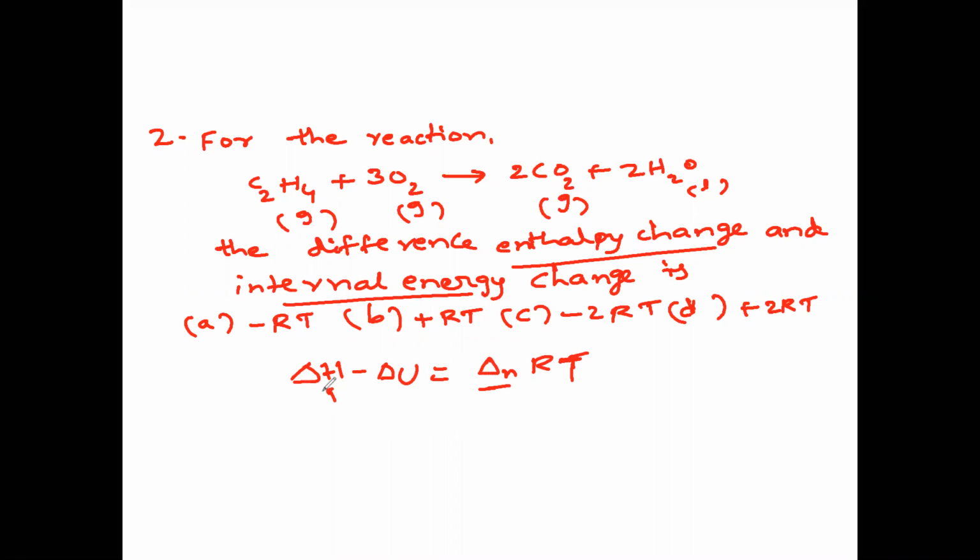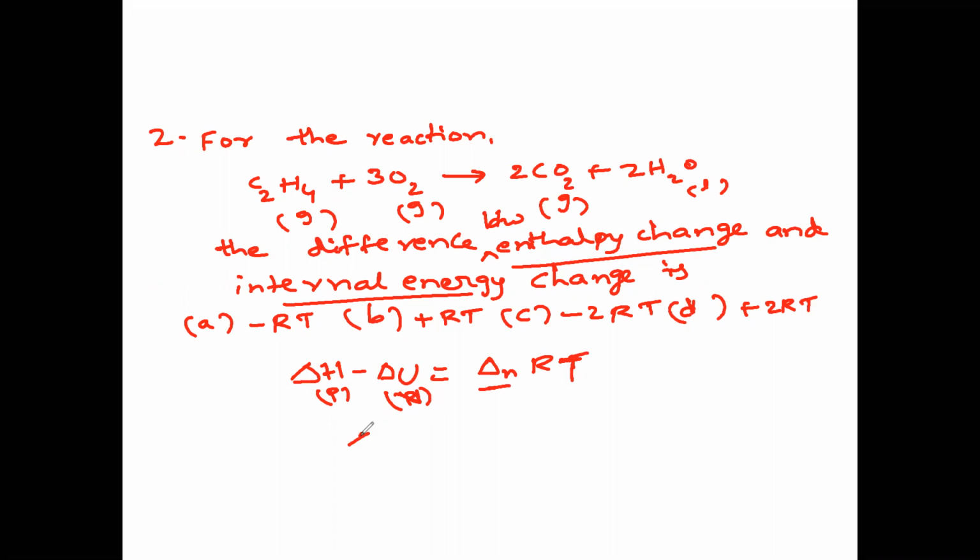So delta H is the heat of reaction at constant pressure and delta U is the heat of reaction at constant volume. Instead of asking the heat of reaction at constant pressure and the heat of reaction at constant volume, they have asked the difference between enthalpy change and internal energy change. So both are the same. That's why I want to tell you.